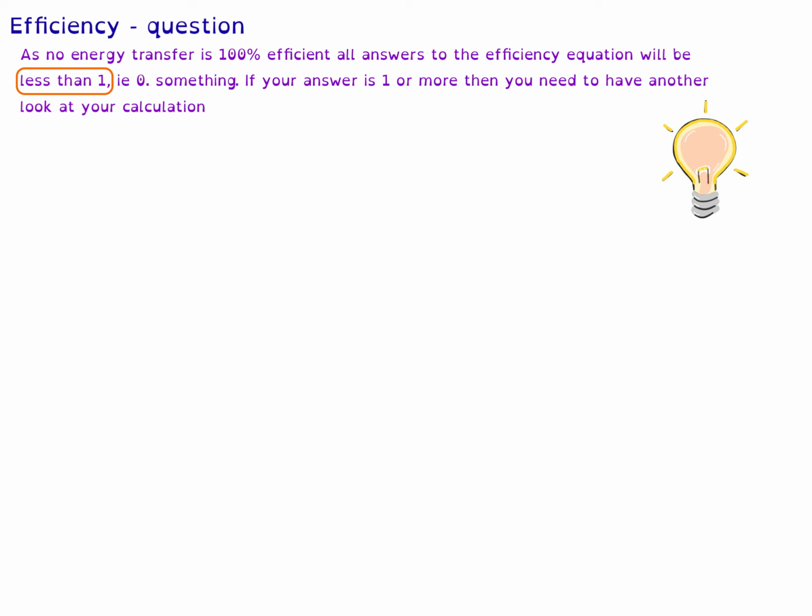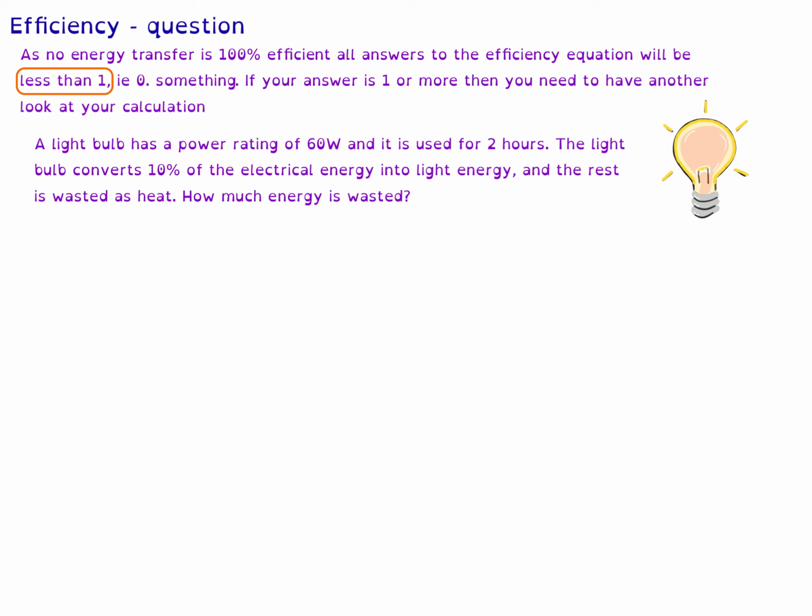0 point something. If your answer is 1 or more, then you need to have another look at your calculation. A light bulb has a power rating of 60 watts and is used for 2 hours. The light bulb converts 10% of the electrical energy into light energy and the rest is wasted as heat. How much energy is wasted?